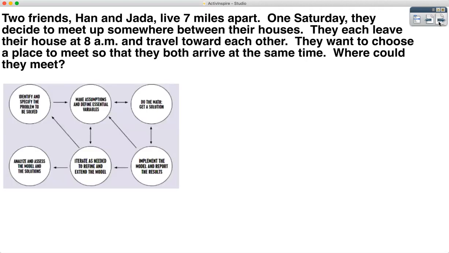All right, so just a reminder of that diagram. We have it right here. And really, the first thing that you want to do here is think about: what do I understand about this task?